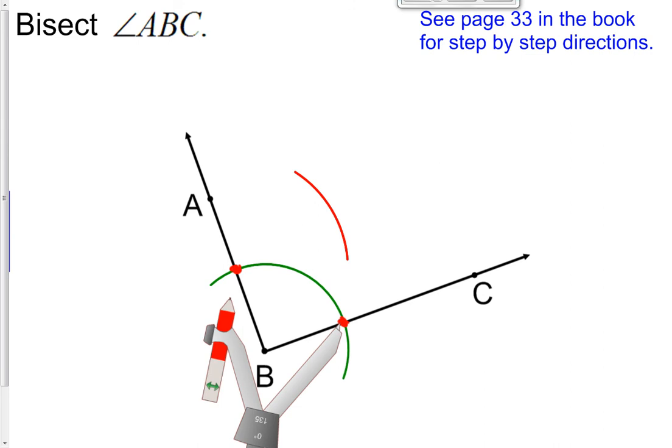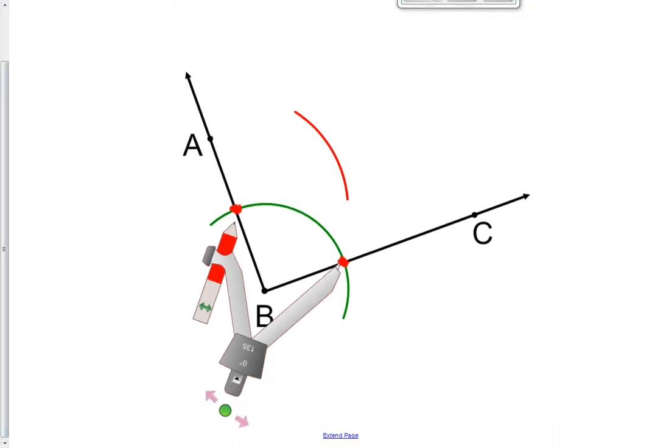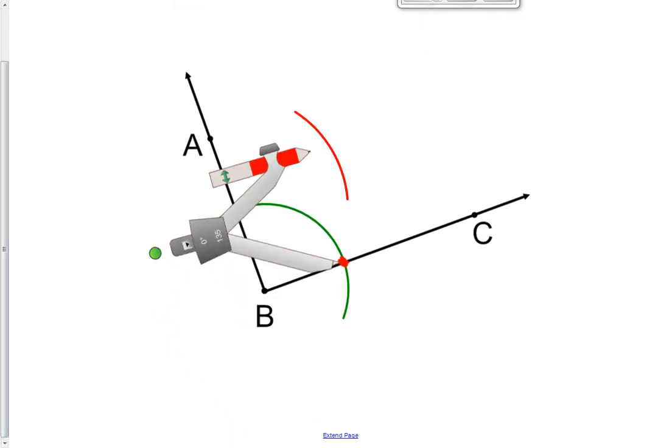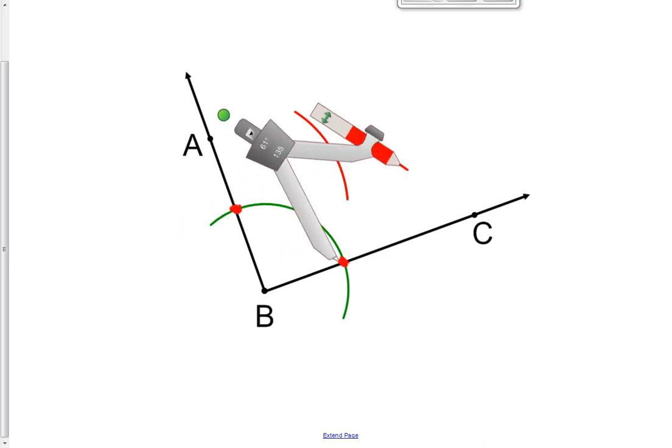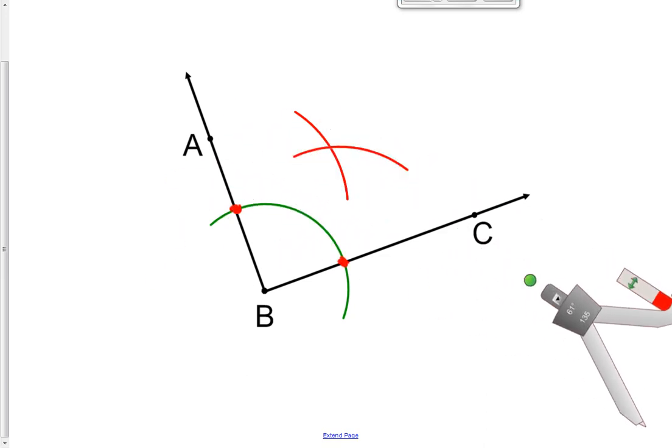And now we are going to make our X, our other intersection, right there. And now you can put your compass away, take out your straight edge, and go from the vertex B right through the heart of that intersection right there.